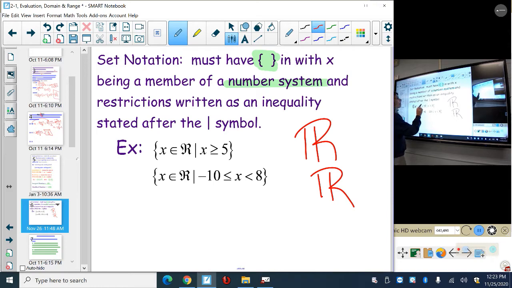Okay? This symbol right here is what we call a curved D, or make a C with a line in the middle. It means it's a member of. So x is an element of the reals. The bar is the such that, and then you're just simply going to tell me the inequality that we would be dealing with. That's set notation.